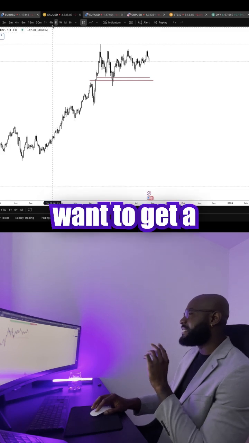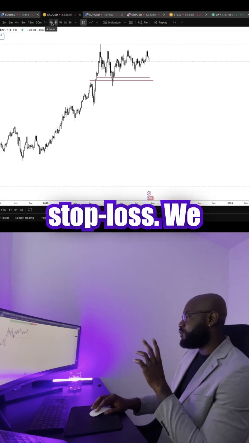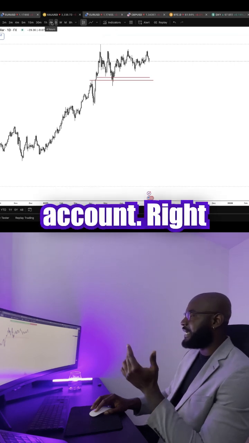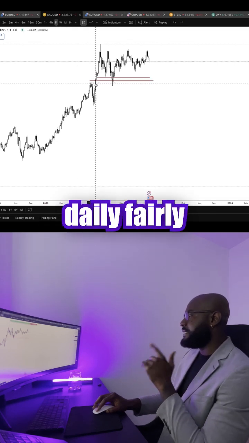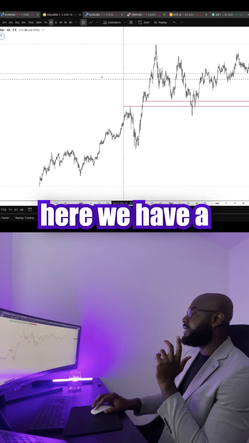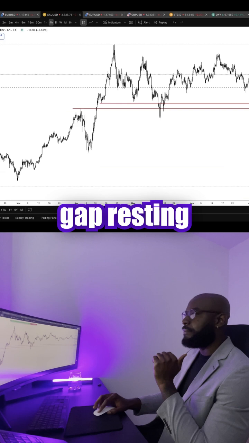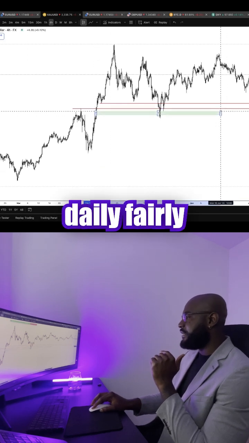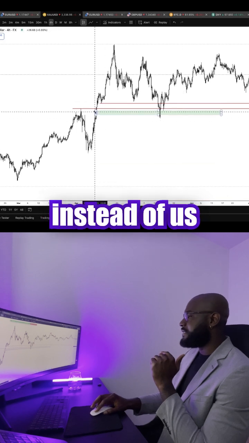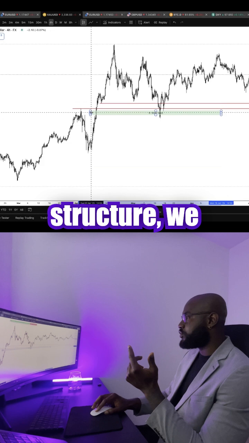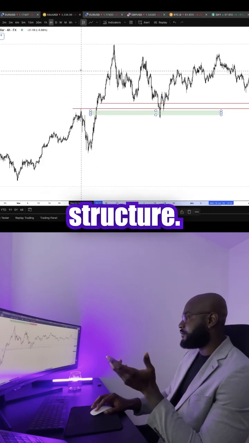Now, we want to get a smaller stop loss. We want to have a very high risk to reward ratio so we can easily flip that account. Right here is a daily fair value gap. We align it with a 4-hour fair value gap. And right here, we have a 4-hour fair value gap resting right inside a daily fair value gap. So what that means is instead of us using a 1-hour break of structure or 30 minutes break of structure, we can actually use a 15 minutes break of structure.